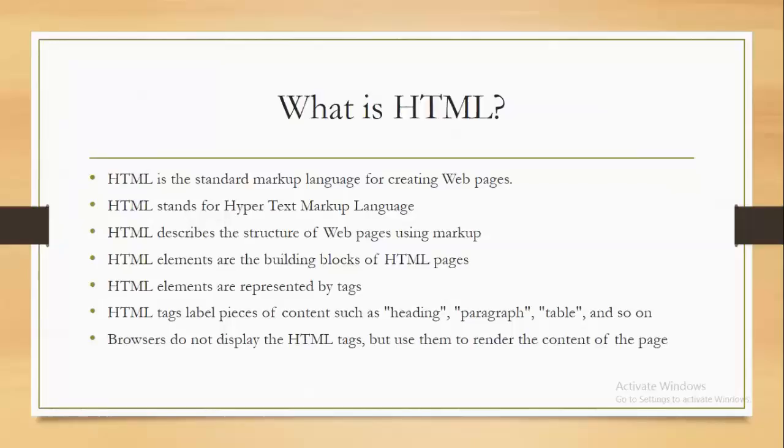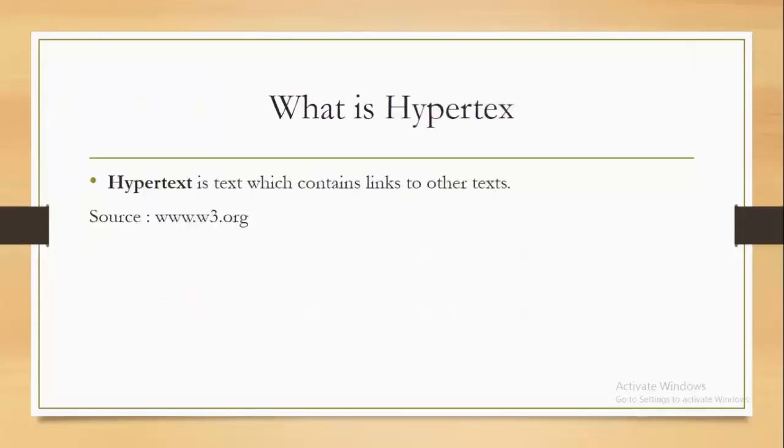HTML tags label pieces of content such as heading, paragraph, table, and so on. So the headings, the paragraphs, and the tables are used to structure the HTML pages. That makes the page that you are looking at look presentable to the end user. So the table, the paragraph, the header, and other tags are what is used to structure the HTML page.